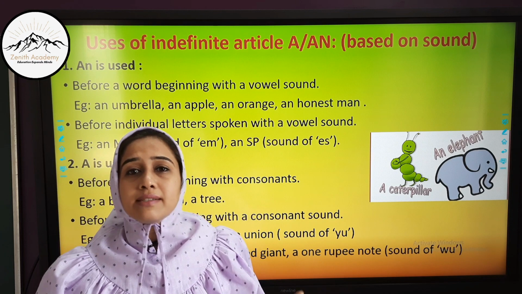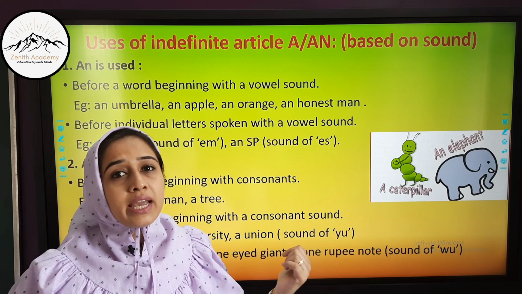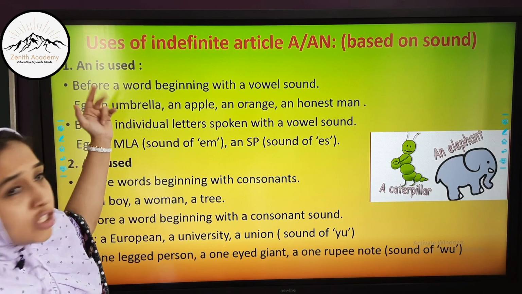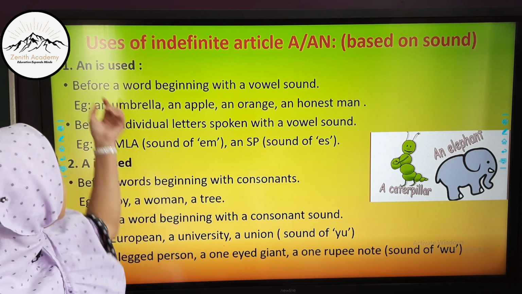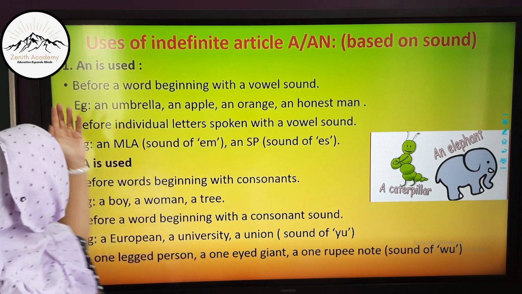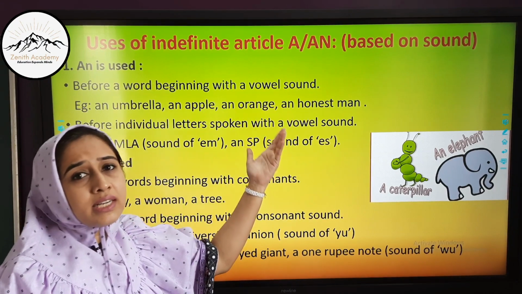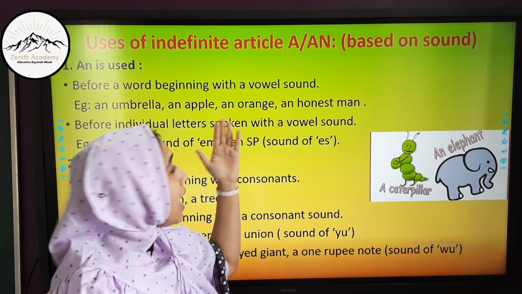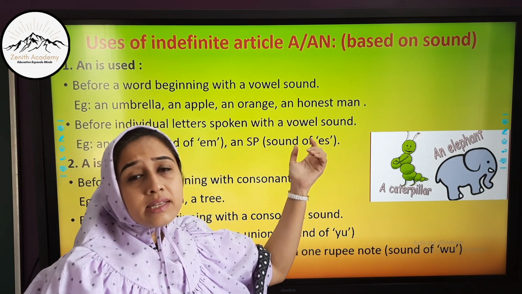Since childhood we have studied that an is used only before vowels, but that is not the case. There are a few rules that you have to follow while using articles. Let's see. Usually we know that we use an before a vowel, but it is used before a word beginning with a vowel sound, as we have studied since a very young age. The examples are an umbrella, an apple, an orange, an honest man. We don't say a honest man, it is an honest man.